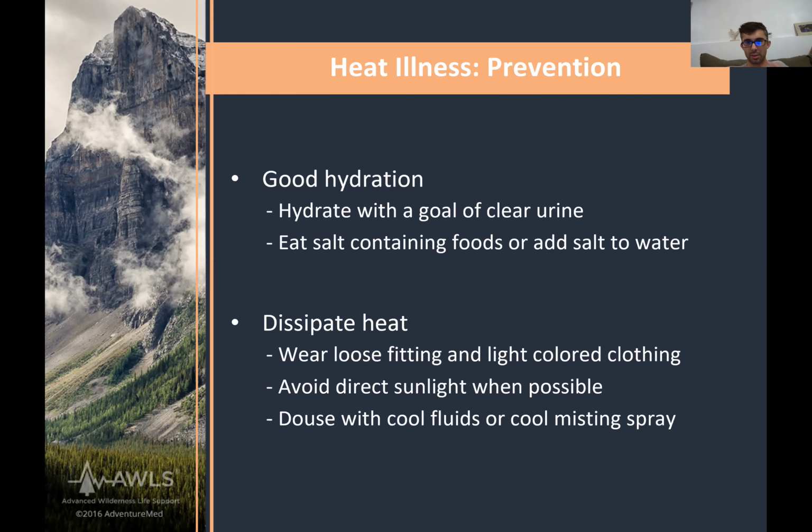Prevention for heat illnesses is maintaining good hydration. The goal should be to produce clear urine. Eat salt-containing foods and beverages instead of just the sugary, carbohydrate-dense foods that most people go for. Make sure you drink proper fluids and eat high salt-containing snacks. Wear loose-fitting and light-colored clothing. Stay out of the sun if you can. And if you need to, douse yourself or your clothes with cool fluids.